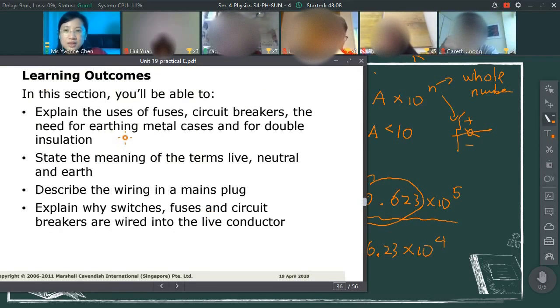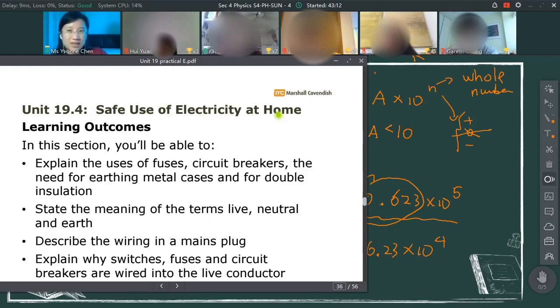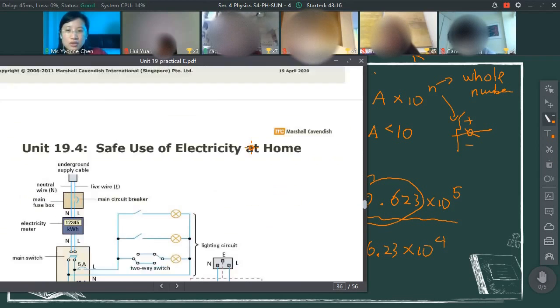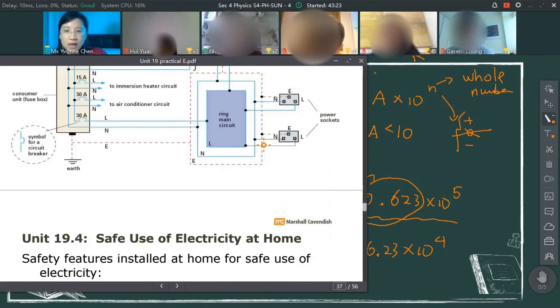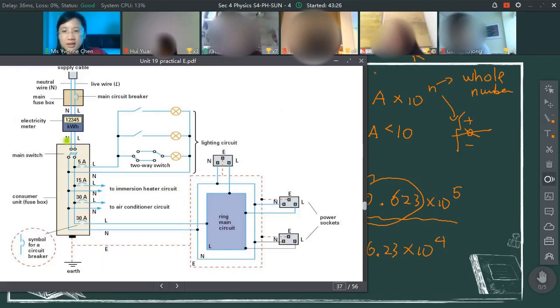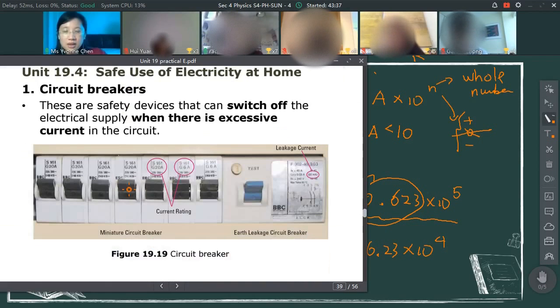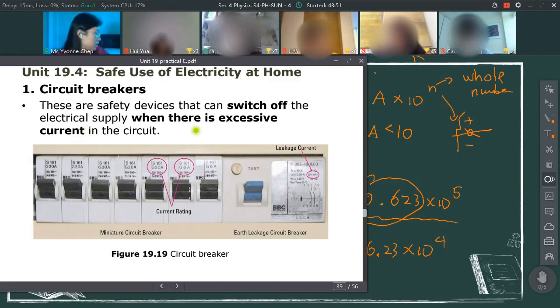Okay, so class, this particular part, the safe use of electricity at home, is very, very important. So we are going to talk about the household circuit breaker. Those are the household circuits, how the circuit is like in a household. So there's live wire, neutral wire, and earth wire. I'll talk about the 3-pin plug later. And this is actually the circuit breaker. Circuit breakers are safety devices that can switch off the electrical supply when there's an excessive current in the circuit. Most of us in our household all have circuit breakers nowadays.